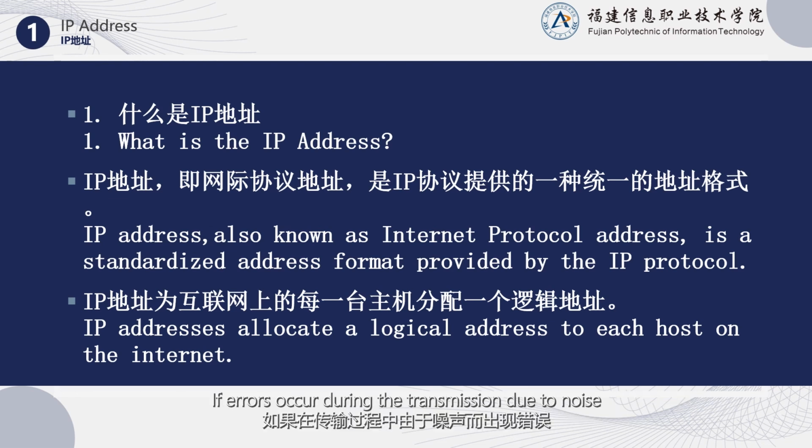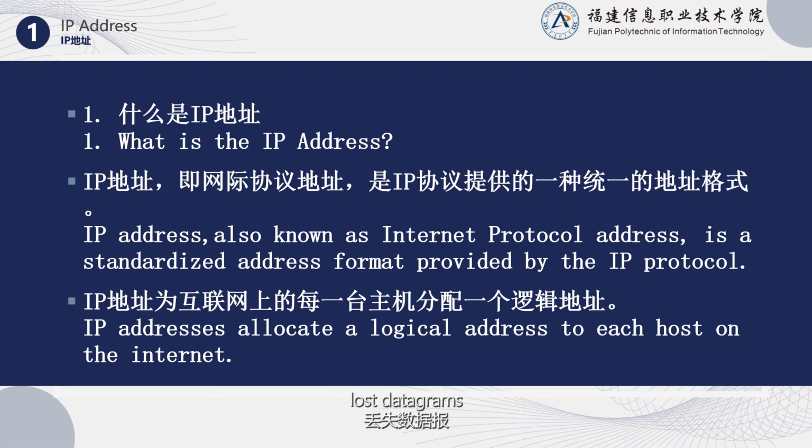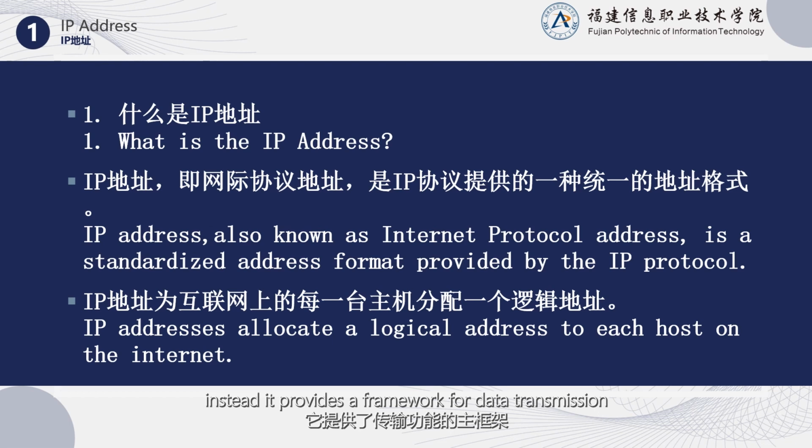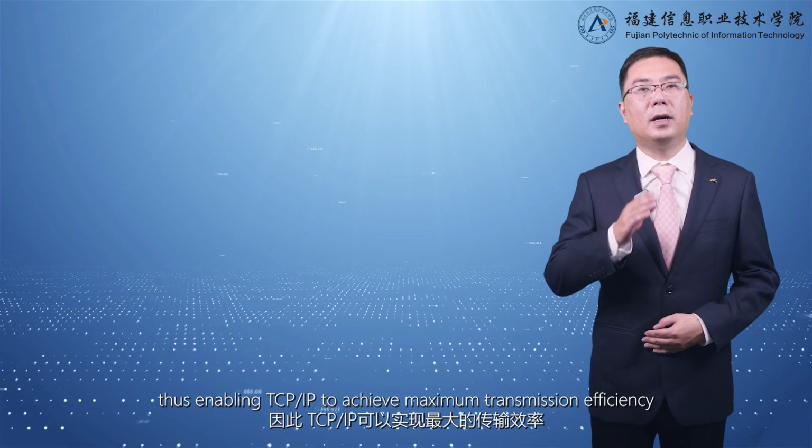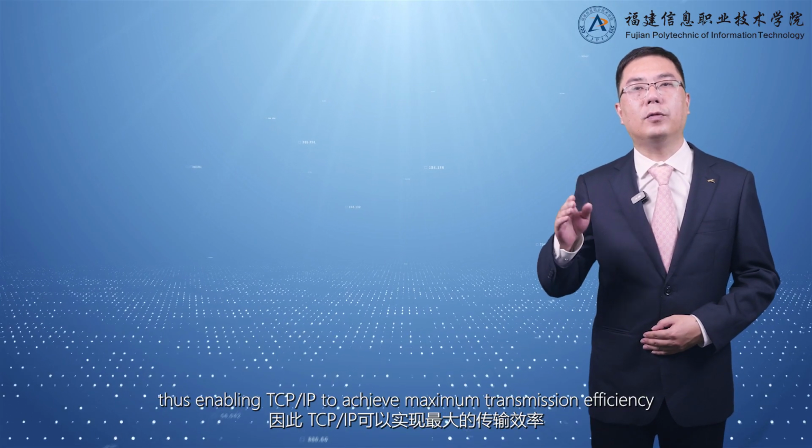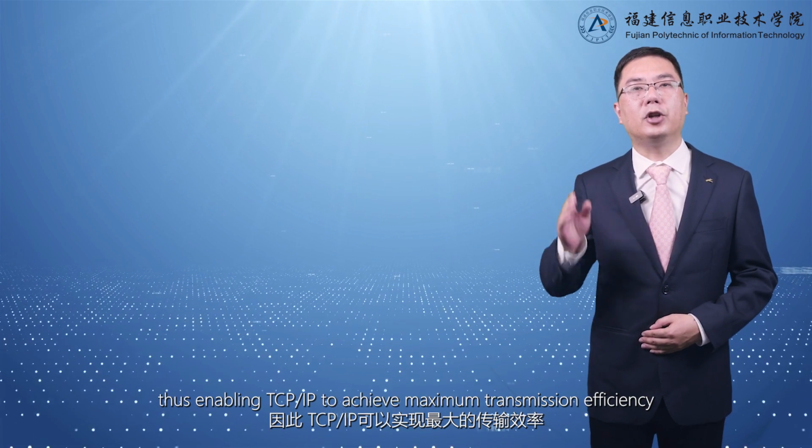If errors occur during the transmission due to noise, expired time to live, lost datagrams, circular routing, or invalid links, IP does not handle these situations. This characteristic is not a drawback. Instead, it provides a framework for data transmission, allowing users to add necessary functionalities at the transport layer based on their requirements, thus enabling TCP/IP to achieve maximum transmission efficiency.